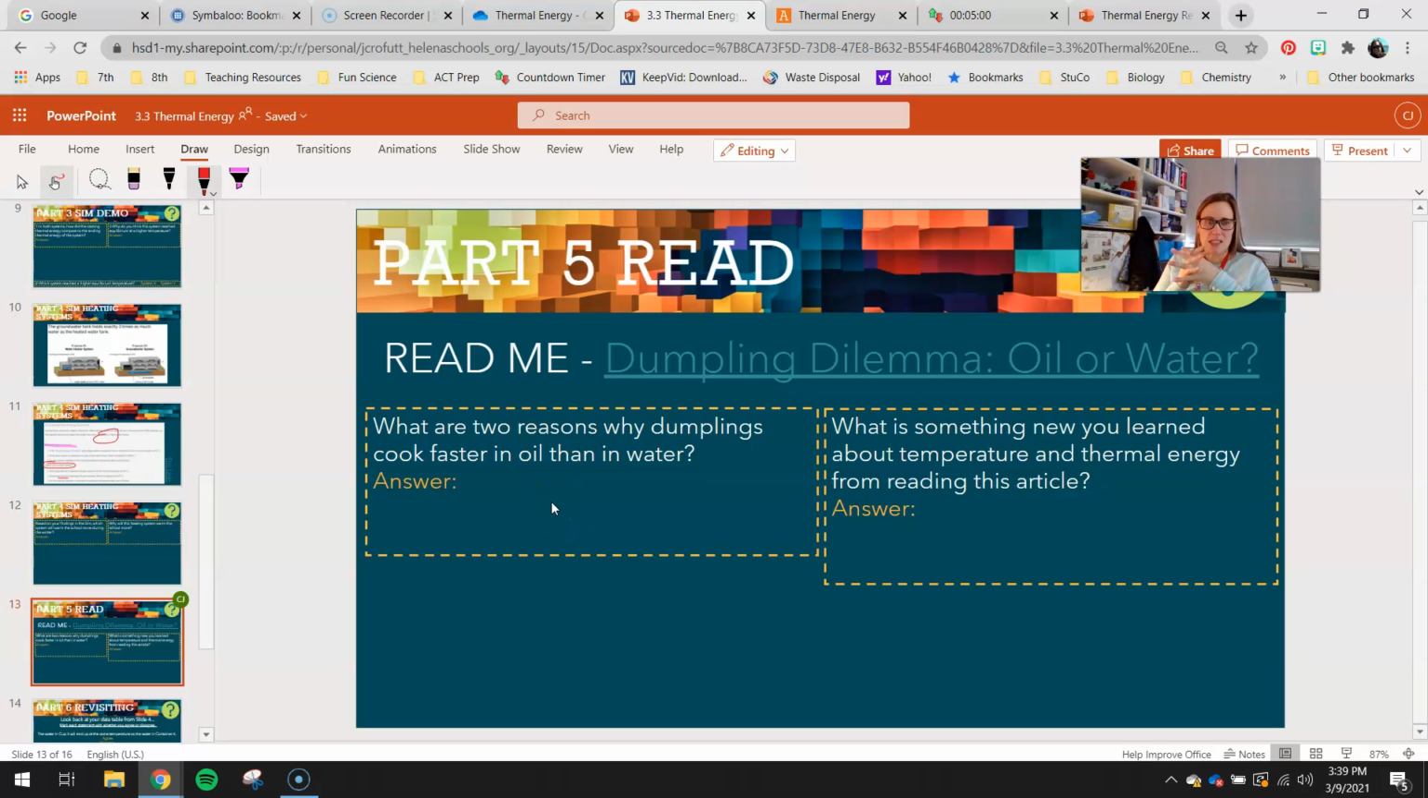What are 2 reasons why dumplings cook faster in oil than in water? You guys will get your appetizer faster if you guys cooked them in oil. And what is something new you learned about temperature and thermal energy from reading this article?